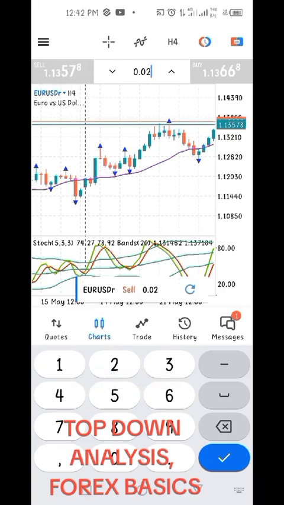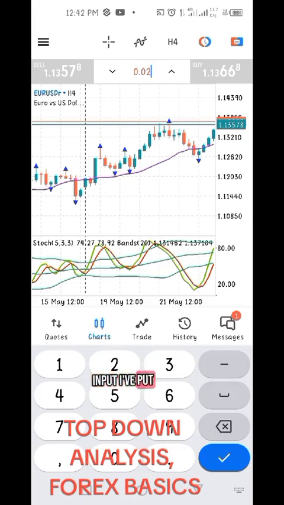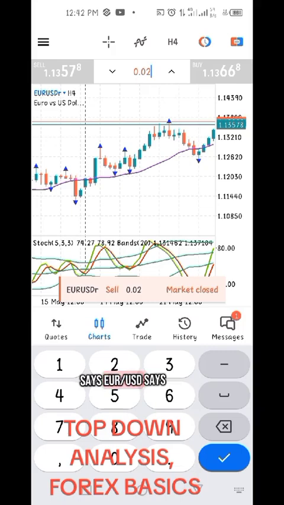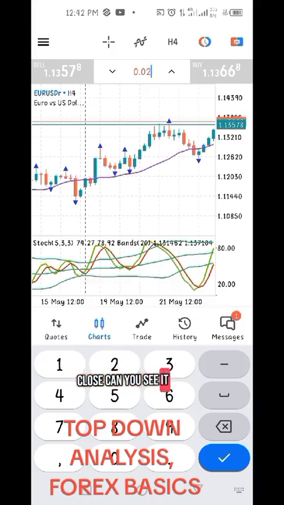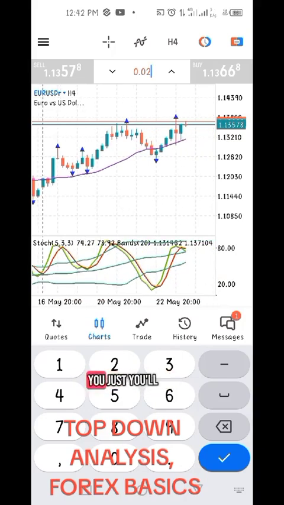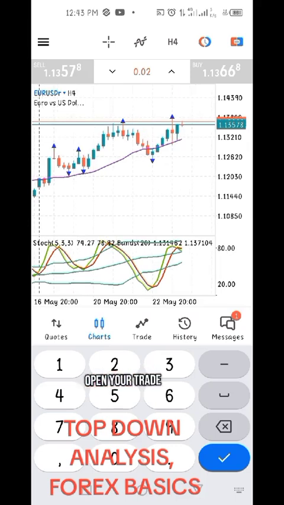You see, market is closed. Can you see now? I click sell. Look at it, I've put my 0.02 as my lot size. Then you want to sell, you click sell. Look at it, it says Euro USD, 0.02, market closed. Can you see it? Now, if market is open, that's the first thing you're going to do. You'll be able to open your trade.